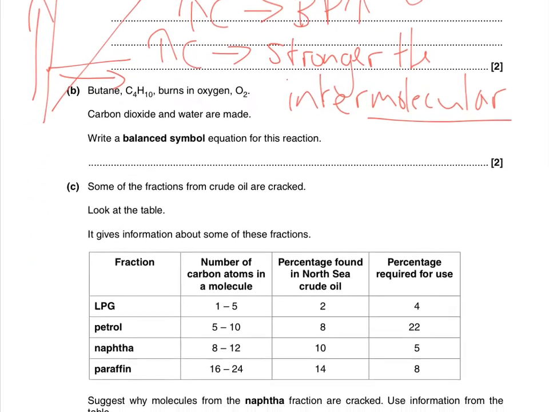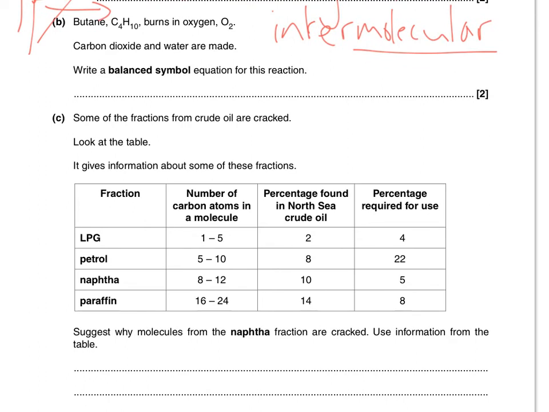So butane, C4H10, burns in oxygen. Carbon dioxide and water are made. Write the balanced symbol equation for this. So as I said in the Unit 3 video, when you write a balanced symbol equation, there's always going to be 2 marks available. You get 1 mark for writing the equation correctly. The second mark is for balancing it. So don't panic when you see this, because you can pick up a really easy mark just by using what they've told you in the question.